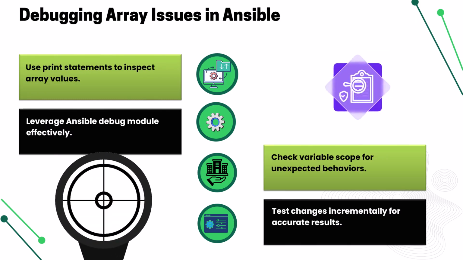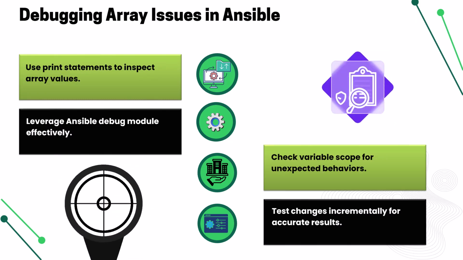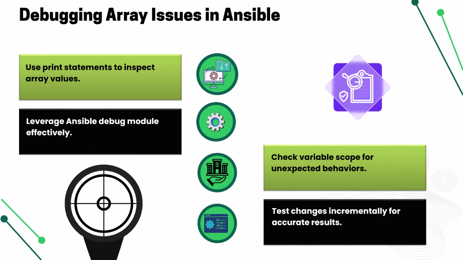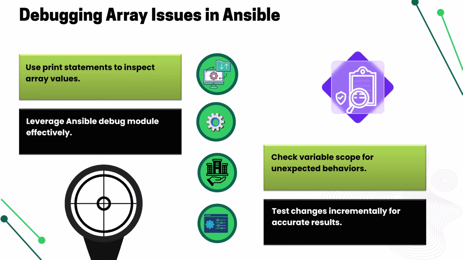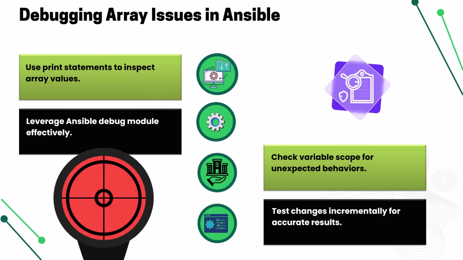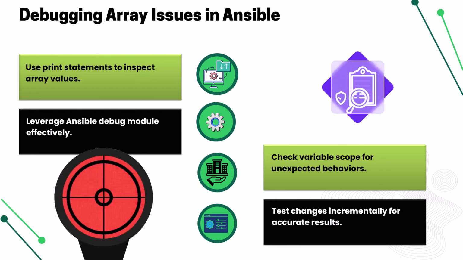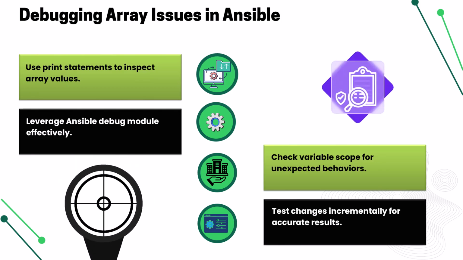Debugging arrays in Ansible is like being a detective. Print statements help inspect values, kind of like a magnifying glass. Ansible's debug module is your secret weapon. Always check variable scope, because surprises are fun at birthdays, not in debugging. And test incrementally. Small steps prevent major headaches.